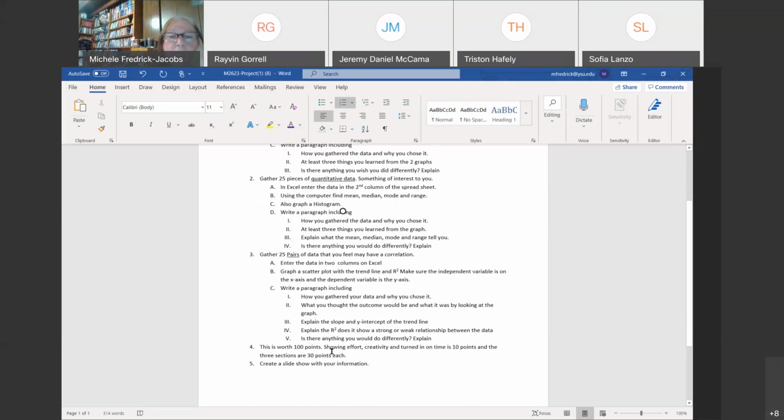It's worth 100 points. Showing effort, creativity, and turning it in on time is 10 points. Of the 3 sections, the 3 sections are 30 each. So 30, 60, 90, and then 10 points, mostly creativity, that you put in effort, and then create a slideshow with your information.